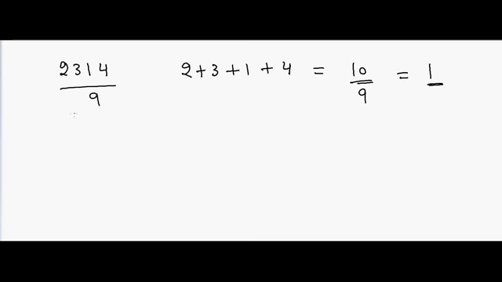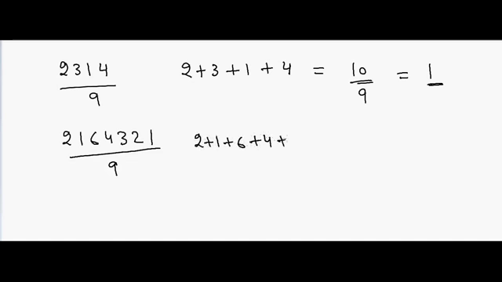Another example is 2 1 6 4 3 2 1. You can see it's a very large number, and what will happen if you divide it by 9? In that case, 2 plus 1 plus 6 plus 4 plus 3 plus 2 plus 1. So 2 plus 1 is 3, 3 plus 10 is 13, 13 plus 6 is 19.